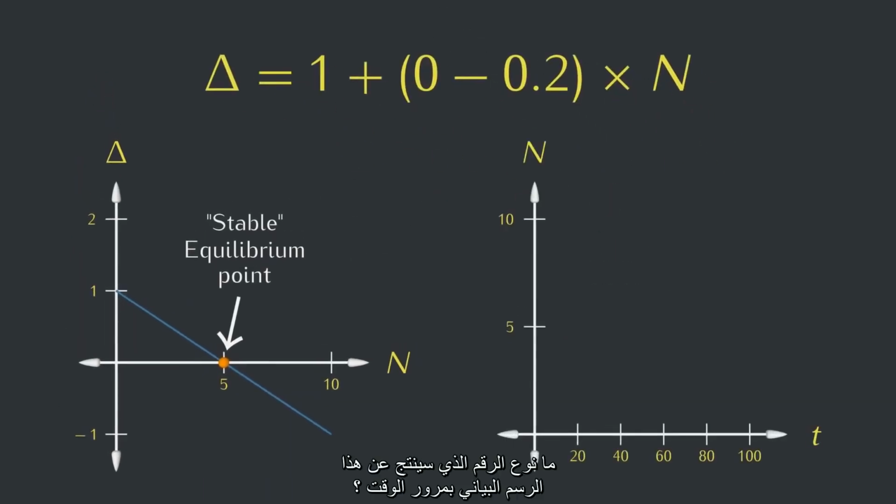So what kind of number over time graph will this produce? If the simulation is at equilibrium, our best guess is that there will be zero change in the next time step. Right, that's what this point means. The expected change is zero. So over time, what we expect is for the simulation to stay at the equilibrium number.